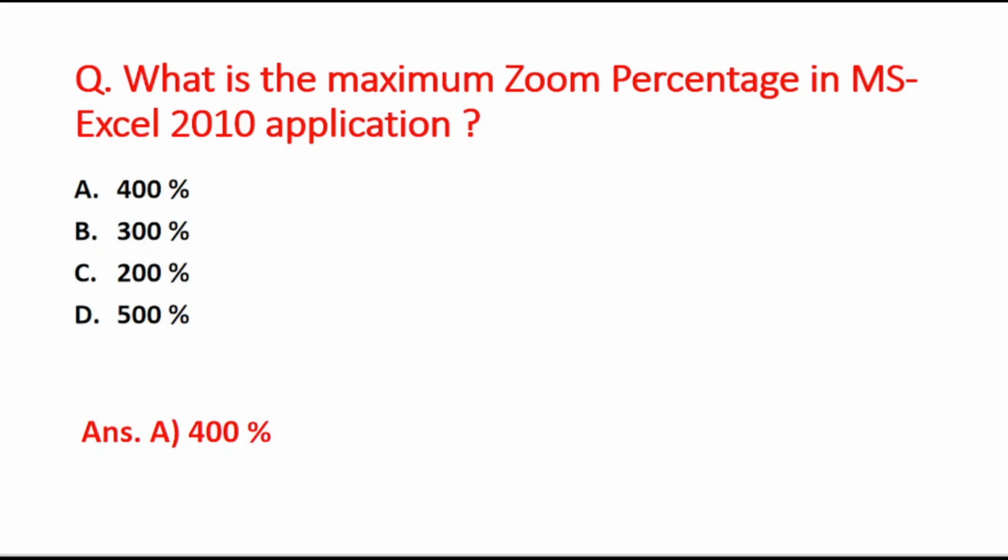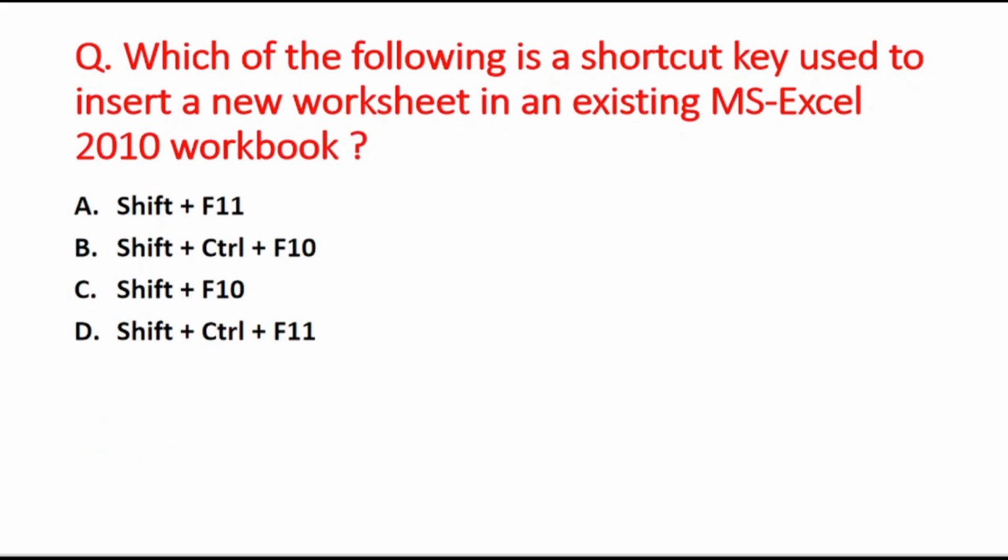Okay. Next is, which of the following is a shortcut key used to insert a new worksheet in an existing MS Excel 2010 workbook? A option is Shift plus F11, B option is Shift plus Control plus F10, C option is Shift plus F10, and the last option is Shift plus Control plus F11. So in an Excel workbook, if you want to insert a new worksheet, the shortcut key for that is Shift plus F11. Okay, so option A is the right answer.